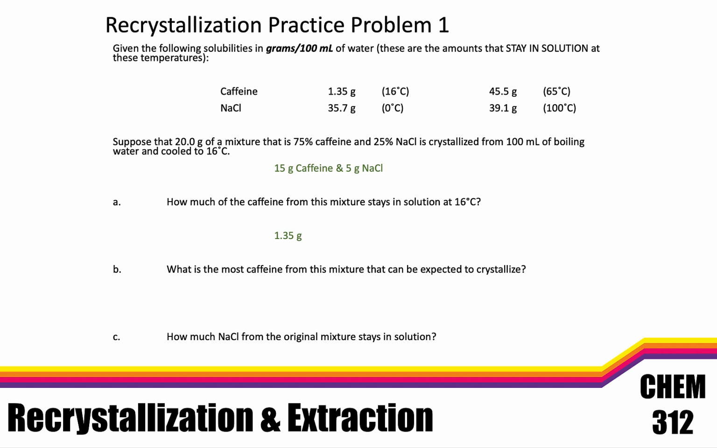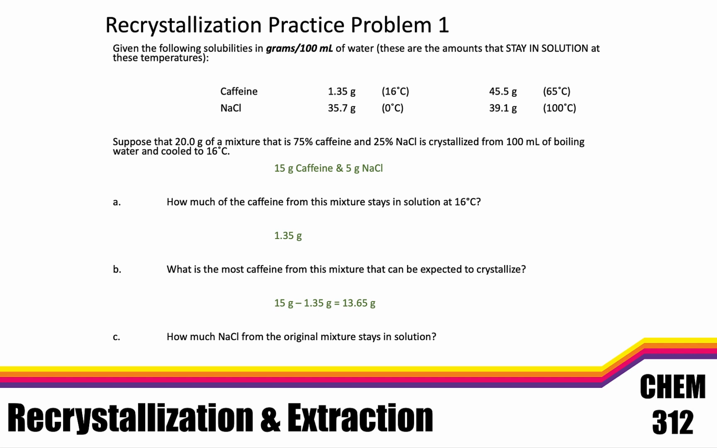Well, how much could we expect to crystallize? Well, that would be the difference here, right? So I had 15 grams of caffeine to begin with, and 1.35 grams of that stayed in the water solution. That means that maybe I could isolate a total of 13.65 grams of caffeine if my recrystallization went well.